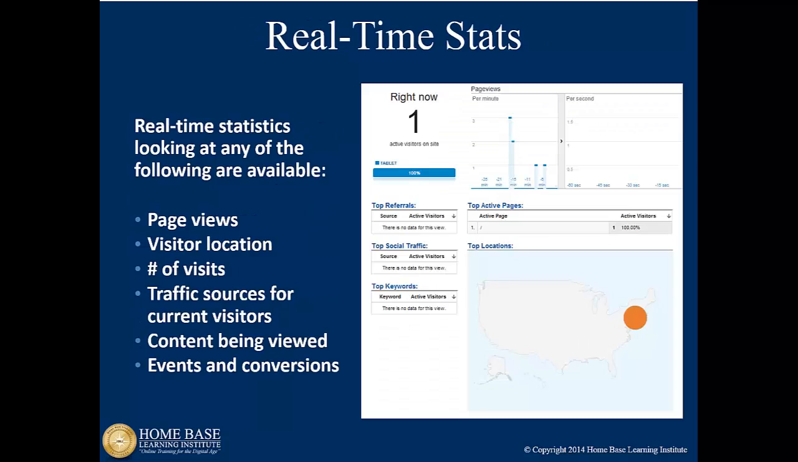Real-time statistics. Real-time statistics are especially useful if you have a high-traffic website and you need to understand what visitors are actually doing at a given time of the day. You can take a look at the page views, where they come from, how they found your site, and even the content that they're looking at. So you can pretty much see everything that they're seeing, except for their street address and who they are.